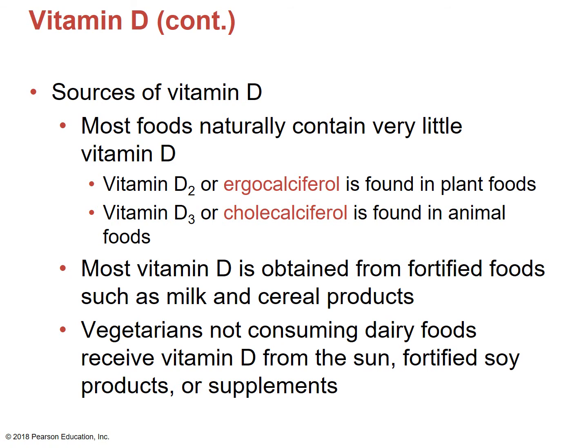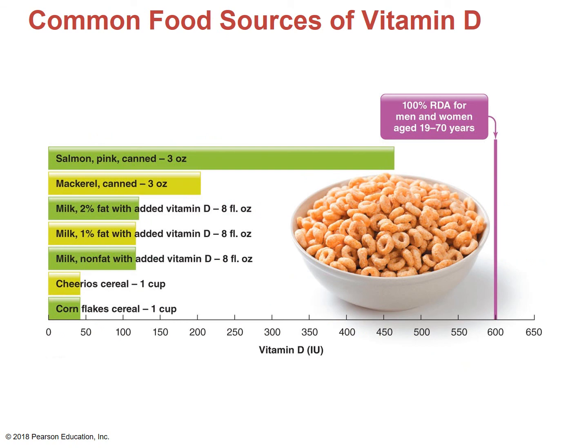Because plants contain very little vitamin D, vegetarians who consume no fortified dairy products need to obtain their vitamin D from sun exposure, fortified milk alternatives, cereal products, or supplements. When reading the labels of fortified foods and supplements, you will see the amount of vitamin D expressed in units of either mcg or IU. For conversion purposes, 1 mcg of vitamin D is equal to 40 IU of vitamin D. Here again are common food sources for vitamin D: salmon, mackerel, fortified milk, fortified Cheerios, fortified cornflakes.